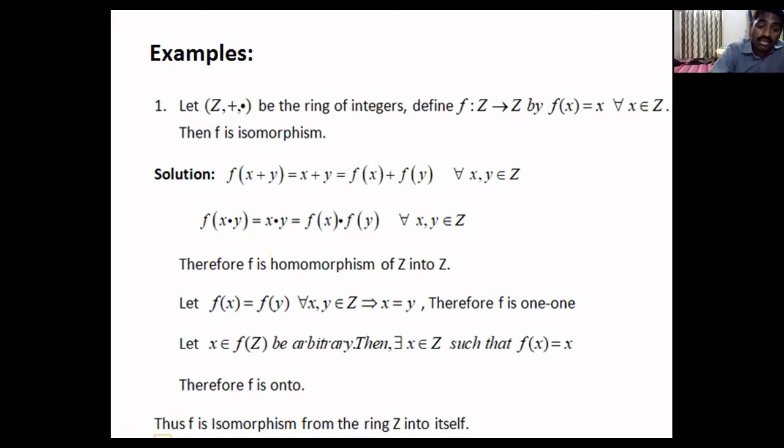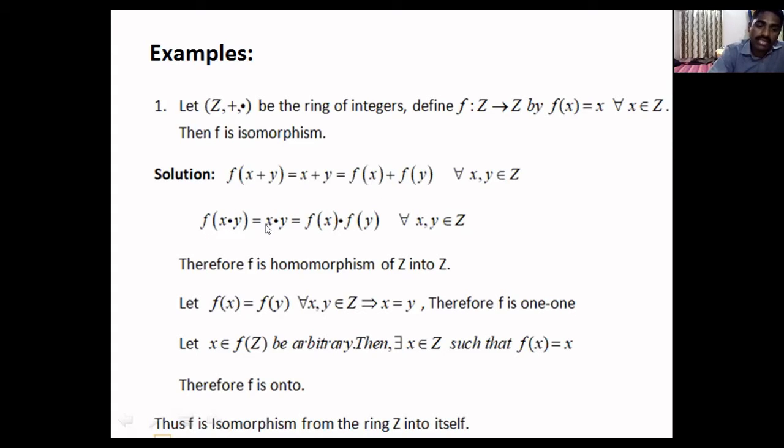First we have to check whether it is a homomorphism or not. Consider f of x plus y, where x and y belong to Z. This implies x plus y is also an element of Z because Z is a ring. Here f of x is defined as x for all x belonging to Z. Therefore, f of x plus y is equal to x plus y, which is f of x plus f of y.